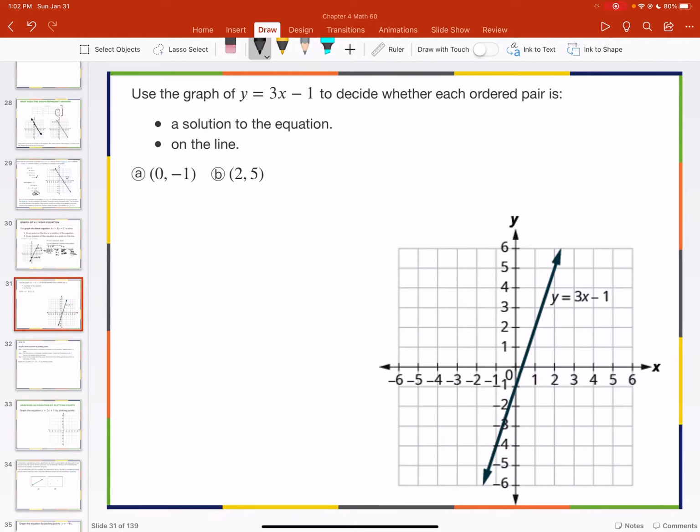Okay, so let's see here. Same thing. If it's a solution to the equation, it's a point on the line. So 0, negative 1. That's right here. And yes, it is, right? 0, negative 1 is a point on the line. So yes, it's a solution. So you can use the logic both ways. You can say, if I see that it's on the line graphically, then I know that it's going to be a solution algebraically. Okay, so 2, 5, it's up here. So yes, that's also true.